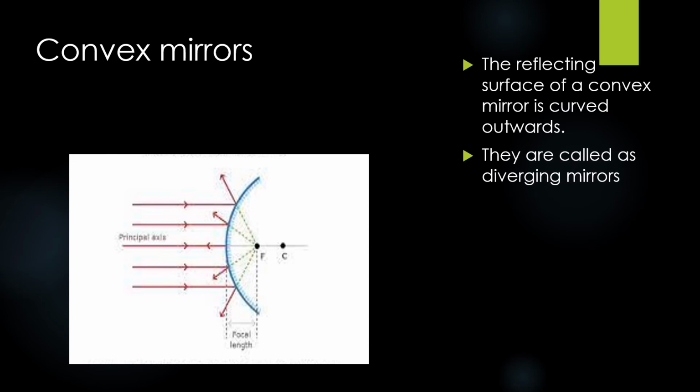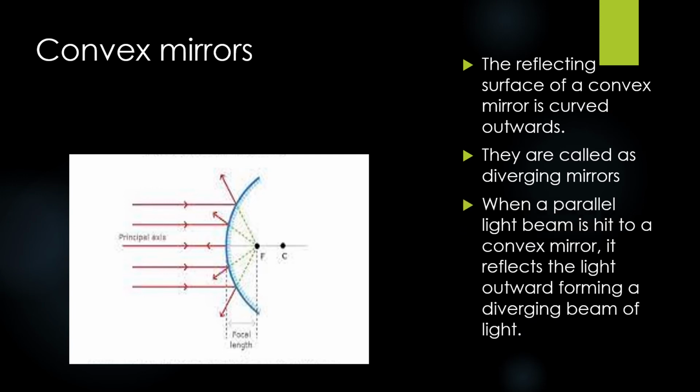We call them diverging mirrors because when a parallel light beam comes and hits the convex reflecting surface of the mirror, it diverges that light beam, spreading it everywhere. Unlike the concave mirrors, where the rays were brought together to one point, this one spreads the light rays out. So we call it a diverging mirror.